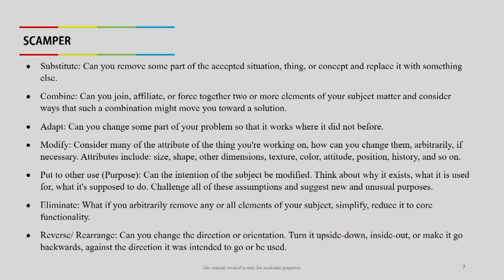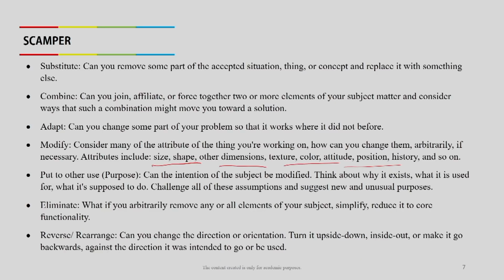Next is modify. Modify any of the attributes like size, shape, dimension, texture, color, position, history and so on. So a product has multiple dimensions, you can modify its attributes. By modifying, what kind of new product can you get?